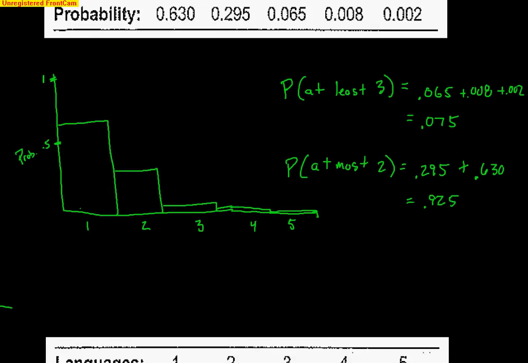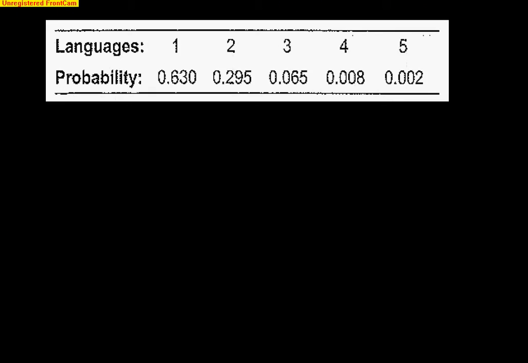Now, we're going to use the same example to explain this next topic. One thing we talk about with probability models is what do we expect to happen? And to understand this, I want to go back to probability real quick. What does this mean, 63% of people speak 1 language?